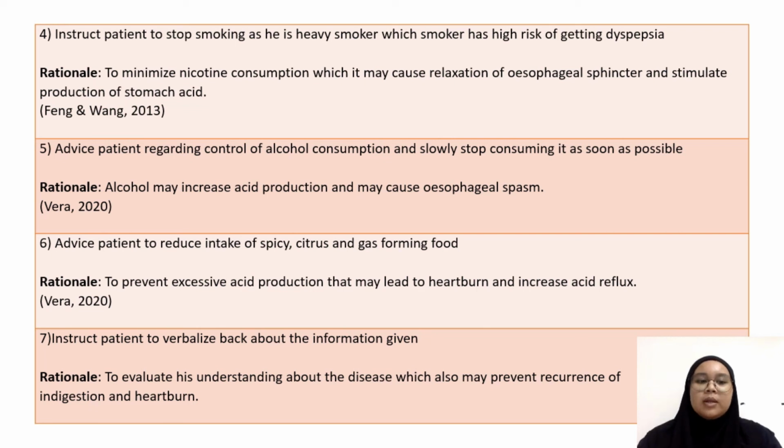The sixth one is to advise the patient to reduce intake of spicy, citrus, and gas-forming food, because this kind of food will cause excessive production of acid in the stomach, and that may lead to heartburn and increased acid reflux. Last but not least is to instruct the patient to verbalize back the information that was given, to evaluate his understanding about the disease, which also helps in preventing recurrence of these symptoms of indigestion.